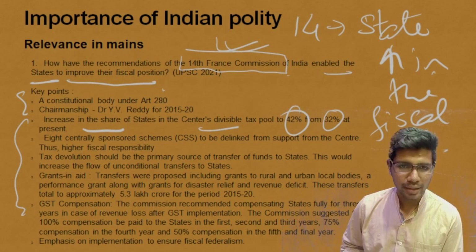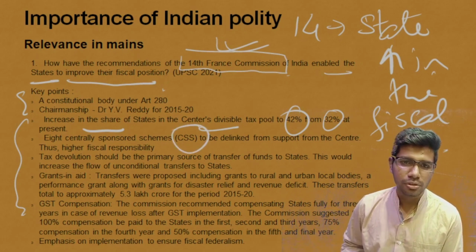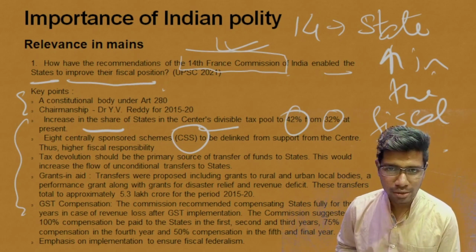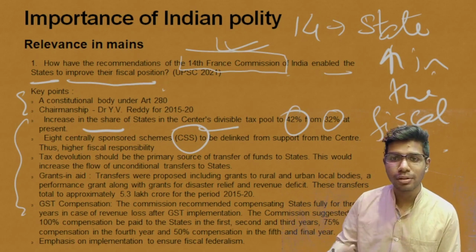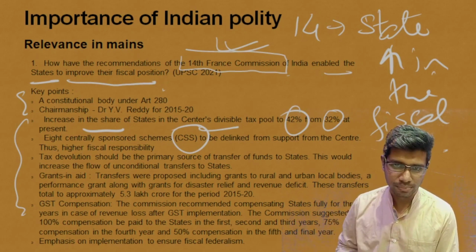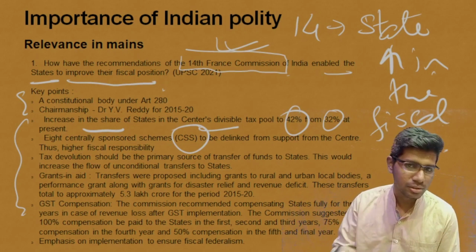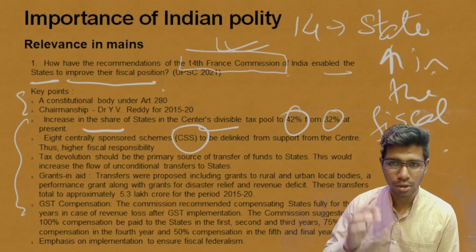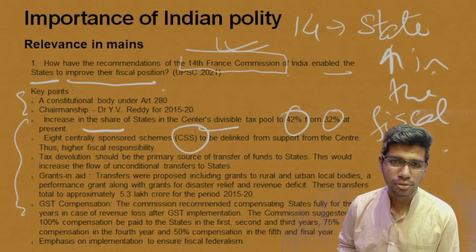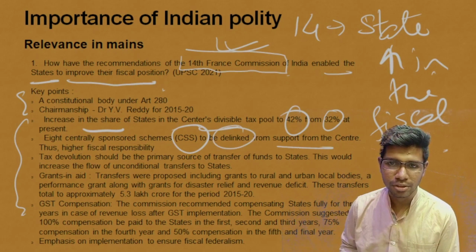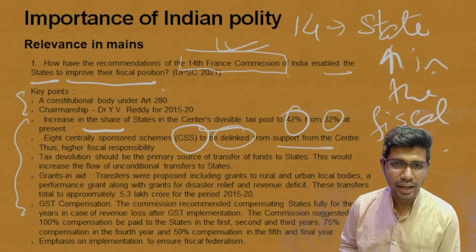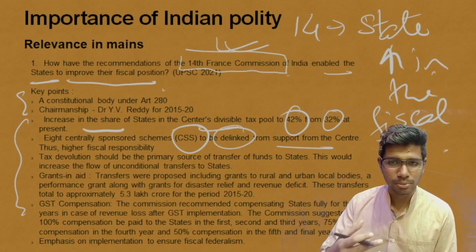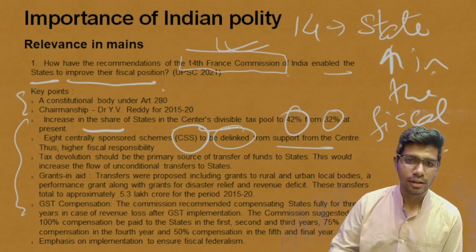First point. Second point, there are various centrally sponsored schemes which are also implemented in the states. As you know, the center has a very big share in those schemes, but that also leads to a decrease in the autonomy of the states. The autonomy drastically decreases because the center often instructs you how to do or how not to do things. Eight centrally sponsored schemes have been delinked from the support of the center, and that has given higher fiscal responsibility to the states. That's a good thing for the states because it allows autonomy and responsibility.